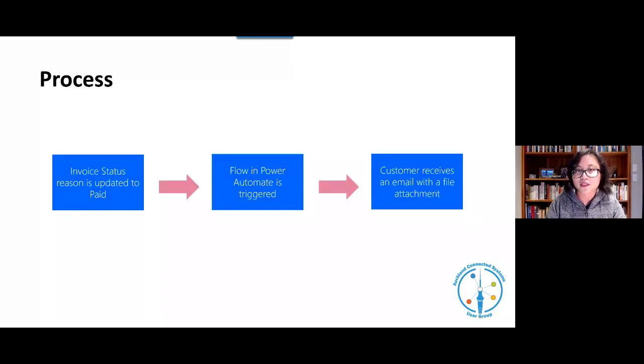So in terms of the process, as I mentioned, the end user is going to update an invoice to paid, and that will then trigger a flow in Power Automate, and then it's going to go ahead and generate that PDF, and then it's going to send it out to the customer as a file attachment.